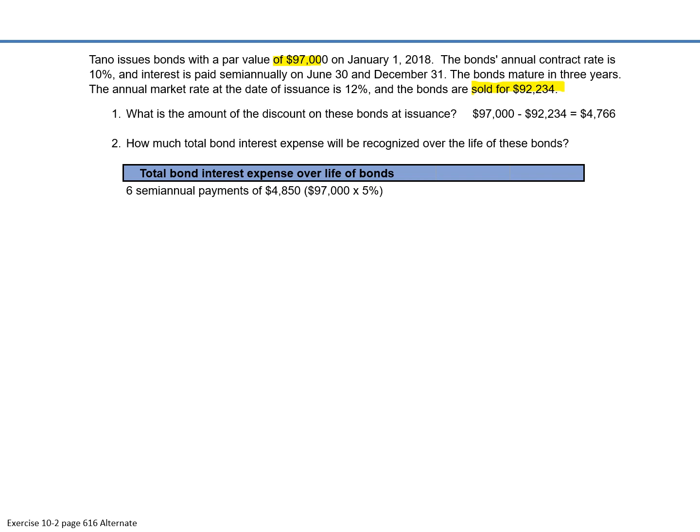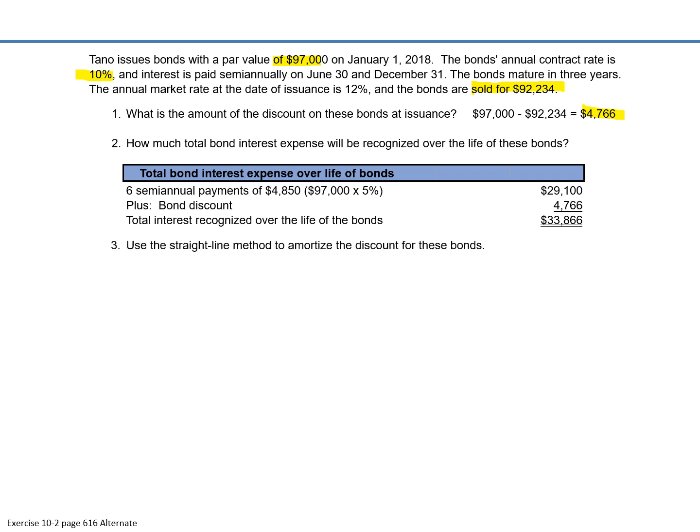How much total bond interest expense will be recognized over the life of the bonds? Well, you've got 6 semi-annual payments of 4,850, which is the 97,000 times 5%. 5% is half of the 10% annual rate. Because you're making semi-annual payments, you have to divide that annual rate by 2. So 6 payments of 4,850 totals 29,100. Plus, you have to add your bond discount amortization because that becomes part of interest expense, which is 4,766. We computed that up here. So you have total interest recognized over the life of the bond of 33,866.